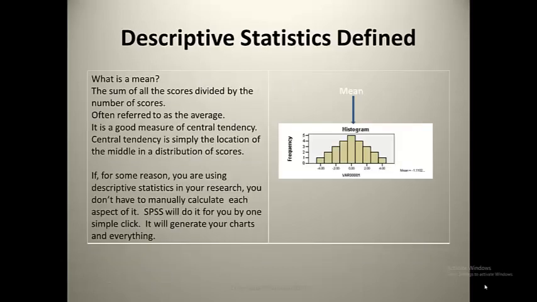And to start with, we will look at the mean in descriptive statistics. So the mean is basically the sum of all scores divided by the number of scores, often referred to as the average. It is a good measure of central tendency. Central tendency is simply the location of the middle in the distribution of your scores, as is shown on this chart on the right side.